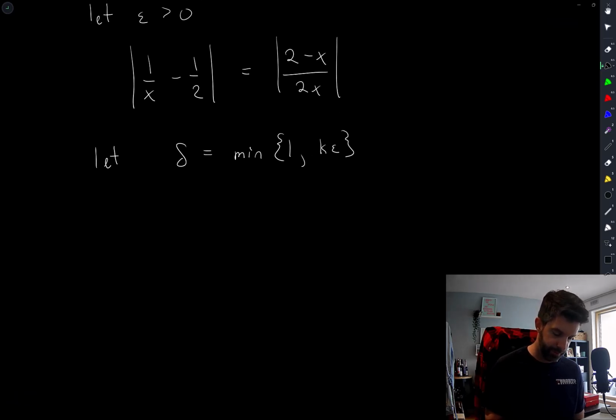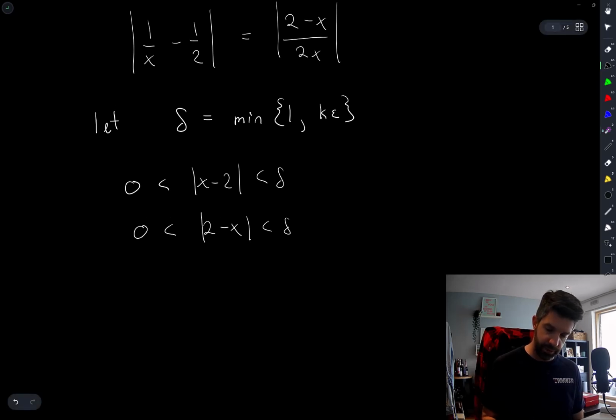So 0 is less than, well, absolute value of x minus 2, this is typically how it's written, is less than delta. This of course says that 0 is less than 2 minus x is less than delta.